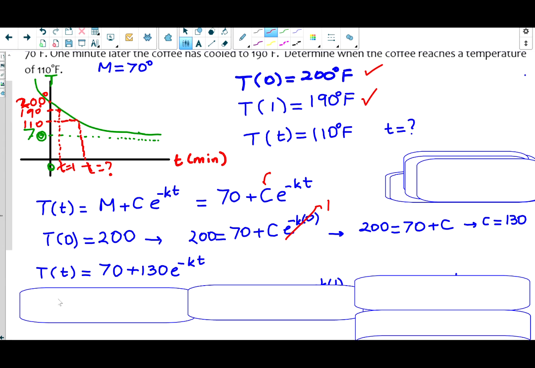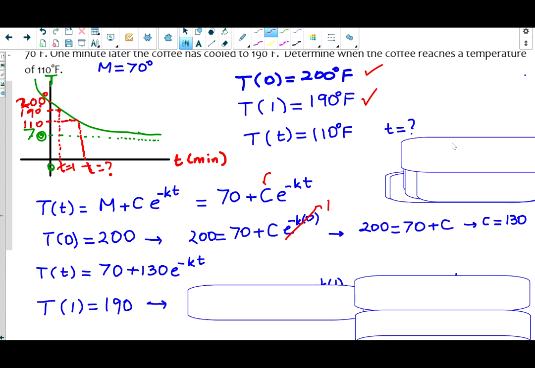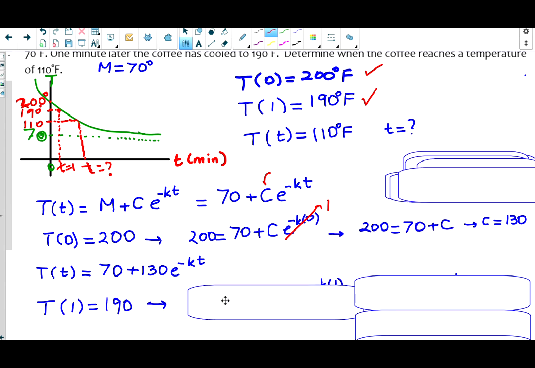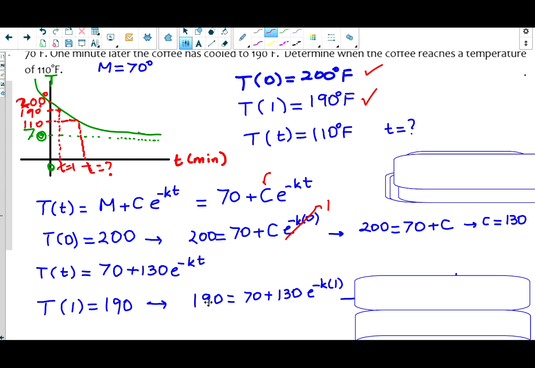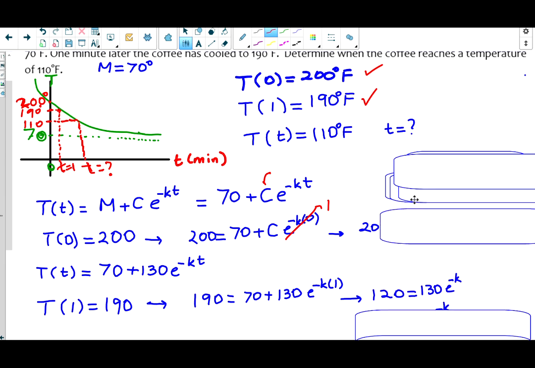So 70 plus 130 times e to the negative 1 times k equals 190. I just happen to put the 190 first, doesn't really matter whether you put it on the left or the right. So 190 equals, just plug in 1 for time. That's what I did. Now, to solve this equation, first step, I must subtract 70 from both sides. So do 190 minus 70, you'll get 120 on the left. This 70 will disappear. So we have this.